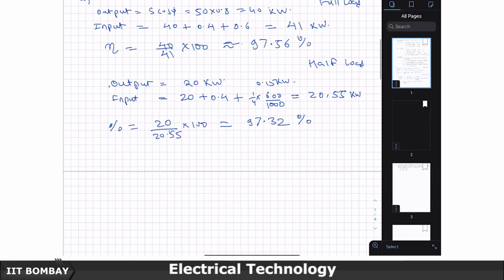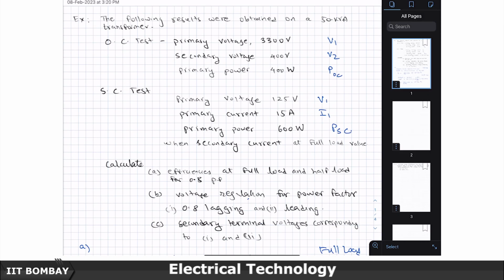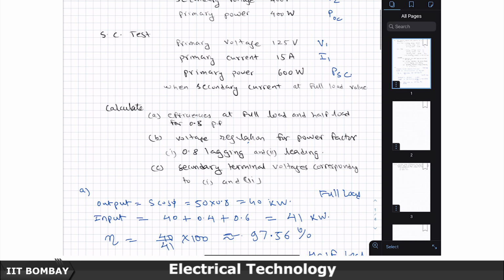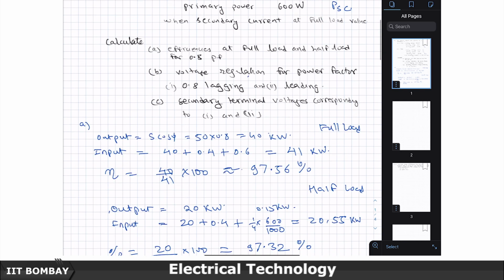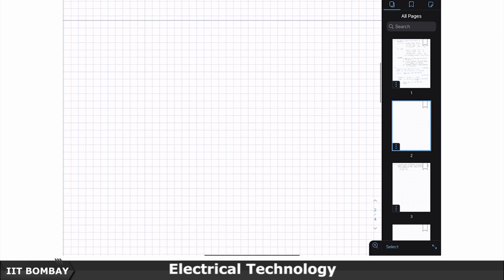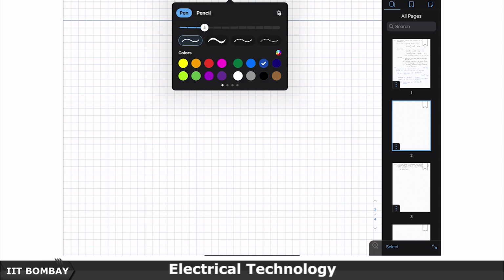Now, let us take the next set of problem, which is B, the voltage regulation for power factor 0.8 lagging and leading. As far as the efficiency of the transformer was concerned, lagging or leading did not make any difference. But now, when we come to the voltage regulation at a power factor of 0.8 lagging or leading, there is going to be some difference.